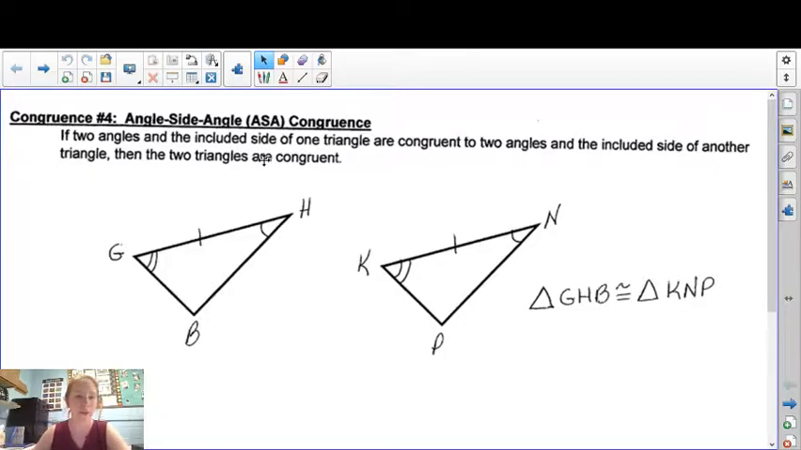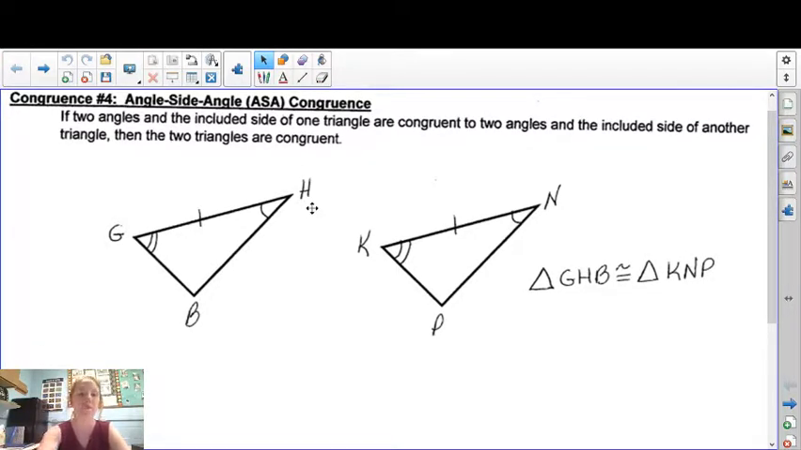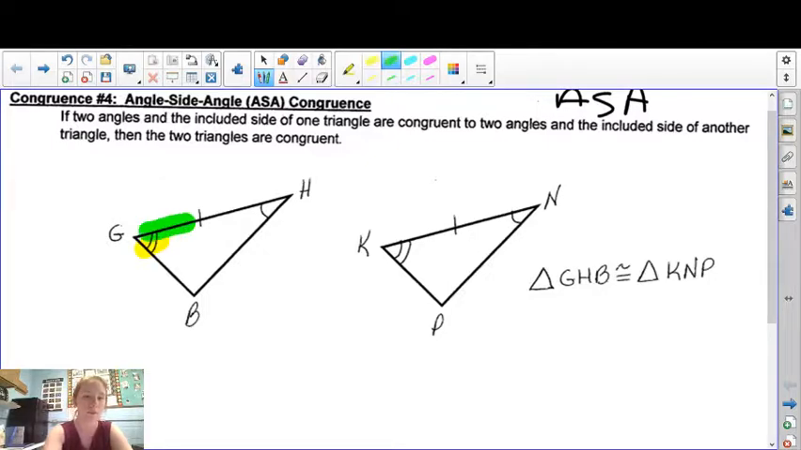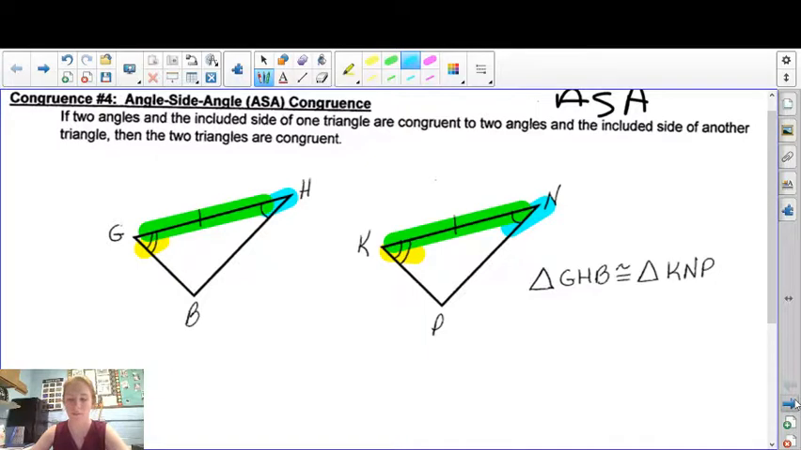If two angles and their included side of one triangle are congruent to two angles and the included side of another triangle, then those triangles are congruent. And again, it's very similar to when we discussed angle, side, angle. It has to go in that specific order. So we need to make sure that we go with an angle, a side in between, and another angle. So look, angle, side in between, another angle. That's our goal today, to match those up.